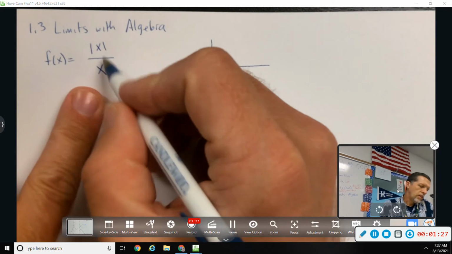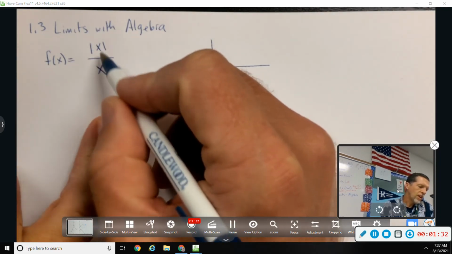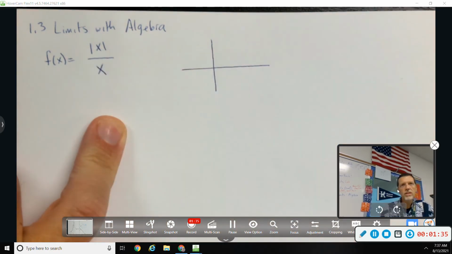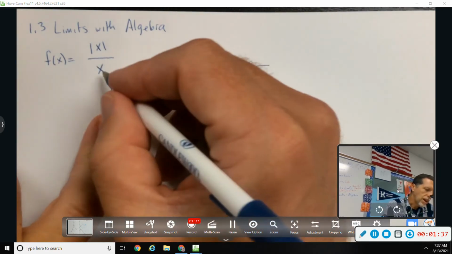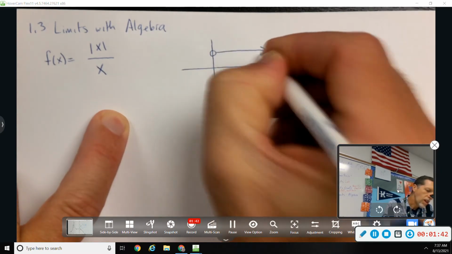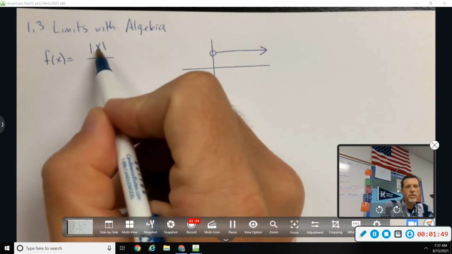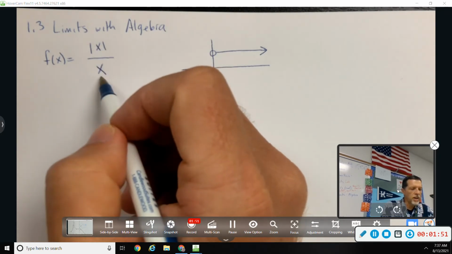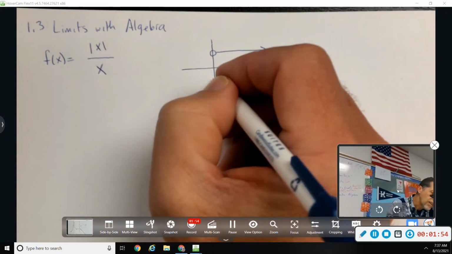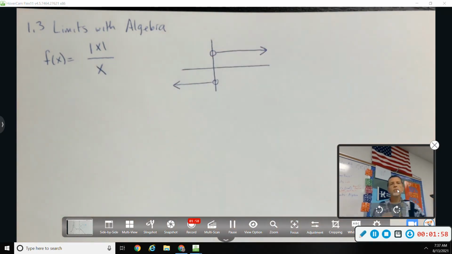So if x is positive, if x is 1 or 2 or 3 or 4 or 7, then this ratio is just going to be 1. Can't divide by 0 though, so there's a hole at 0. And if x is negative, then we'd have positive 1 over negative 1, or positive 3 over negative 3, or positive 8 over negative 8. So there's what our picture of that function looks like.